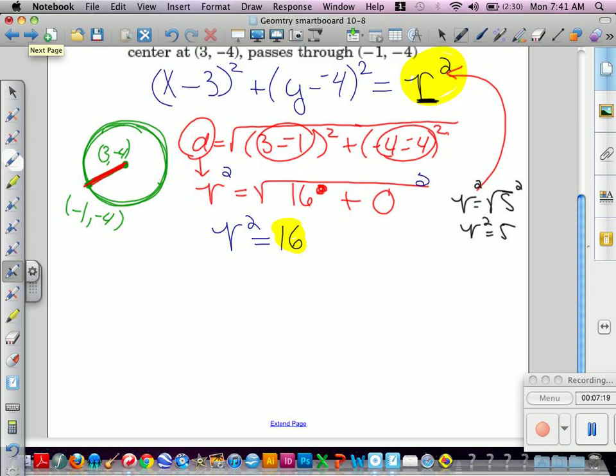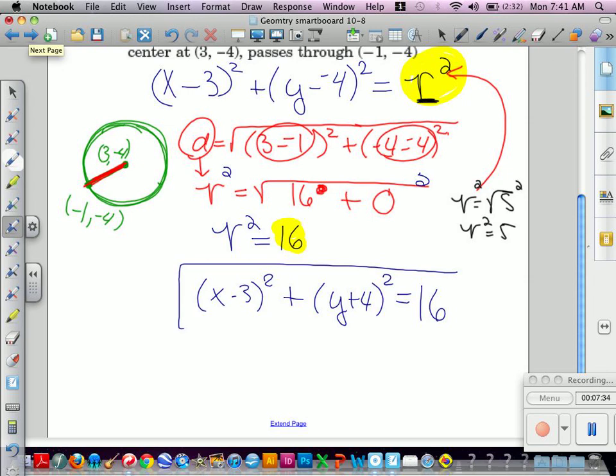So let's write our final equation. X minus 3 quantity squared plus y plus 4 quantity squared, and that equals my radius squared, which is 16.